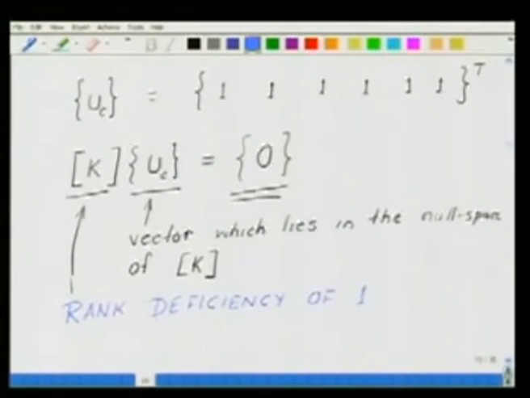The question is, is there more? That is, are there any other vectors which are not the same as uc and which are non-trivial for which Ku is equal to 0? The answer is no. There are no other vectors which are different from uc. You can multiply uc with a constant, that does not change the vector as such. So except for uc, there is no other vector for which Kuc is equal to 0. So K has a rank deficiency of 1. This is fine from mathematics.